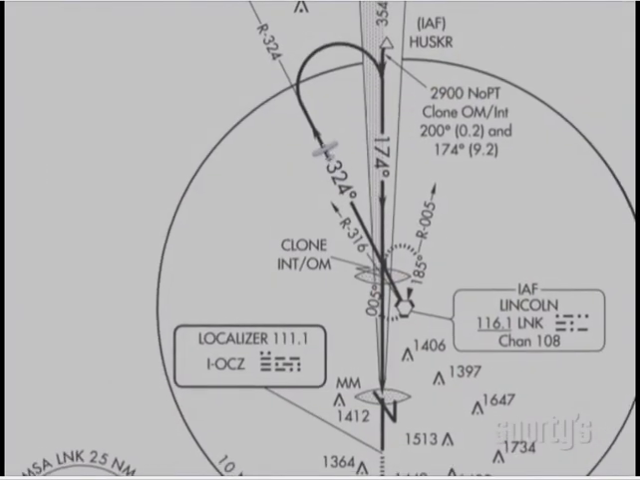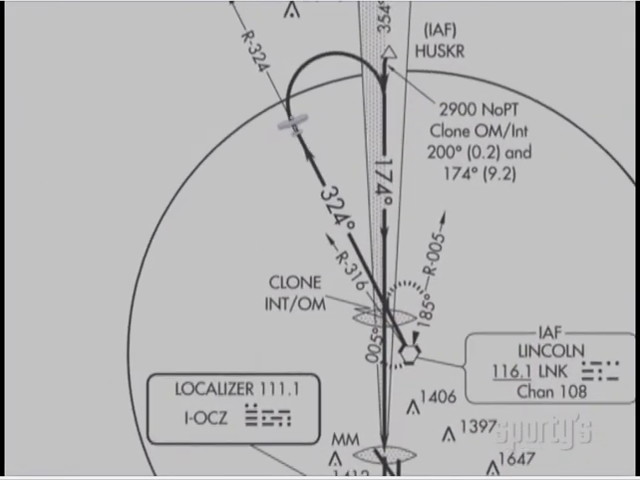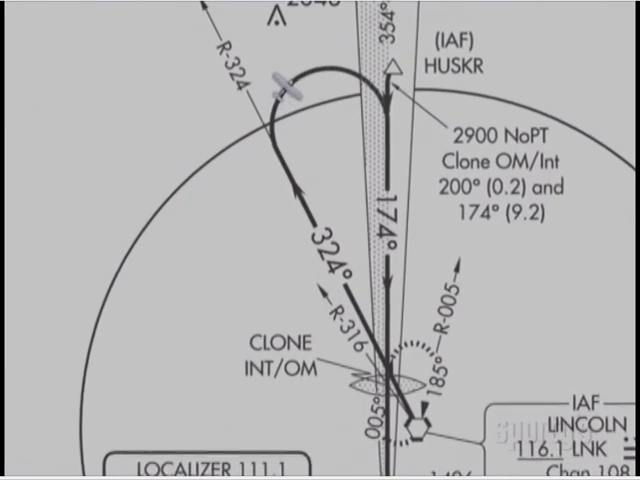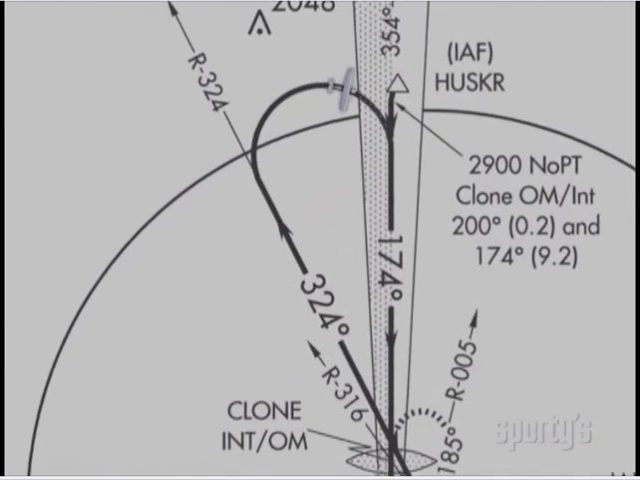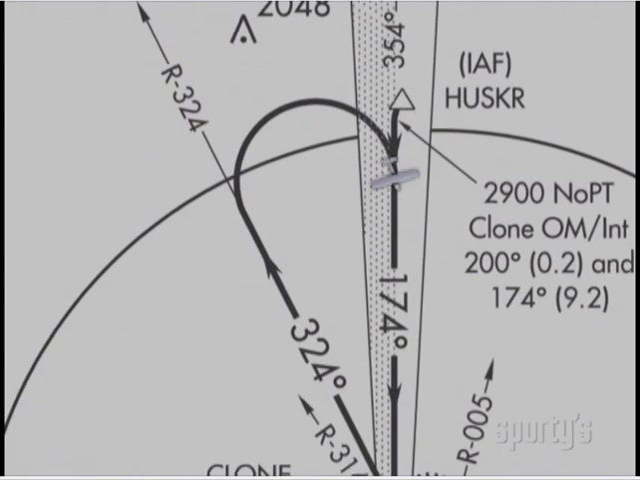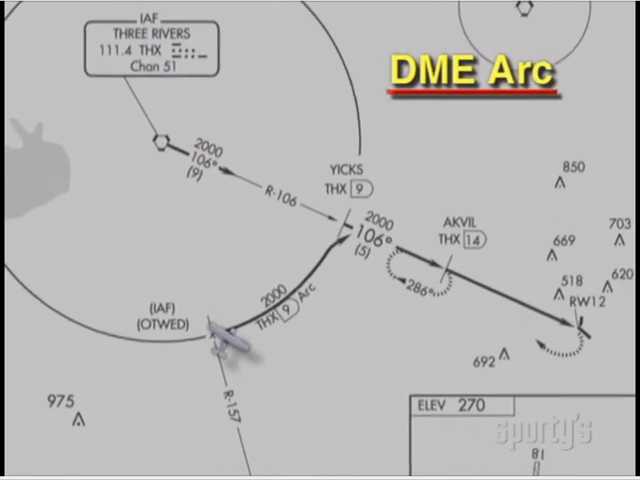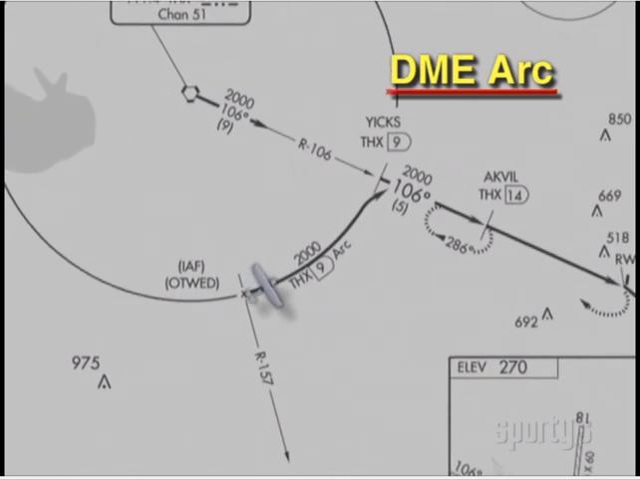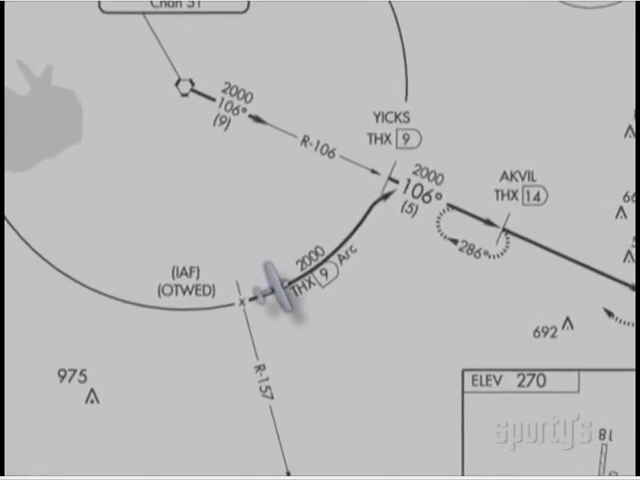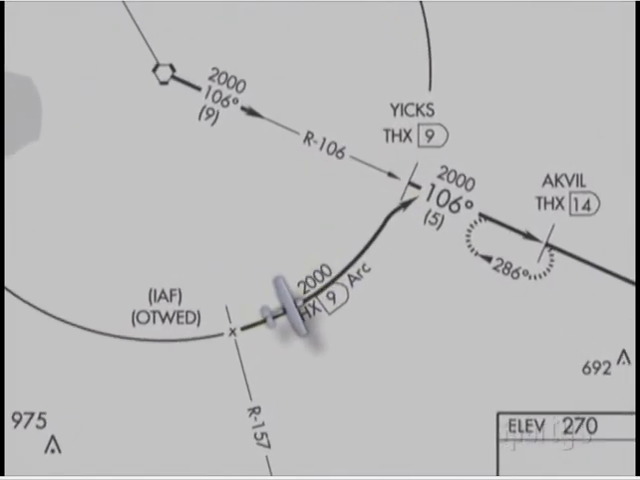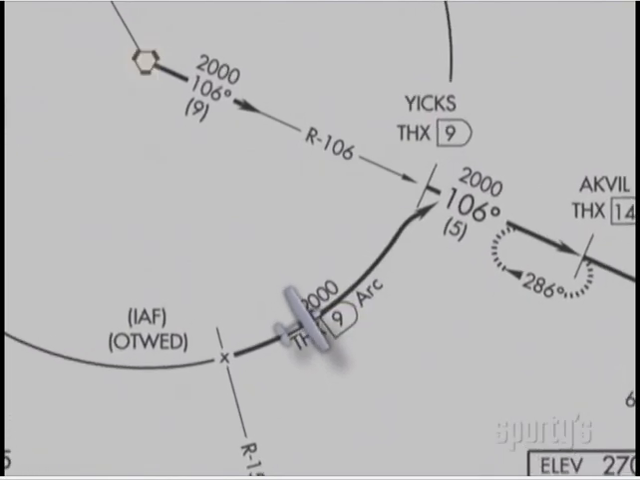If the chart shows a procedural track, such as a teardrop, where you fly outbound on one radial and then turn and fly inbound on another, that procedure must be flown as charted if you do a procedure turn. Another example of a procedural track would be a DME arc. At Beeville Municipal in Texas, the DME arc is at 2,000 feet, 9 miles from the Three Rivers VORTAC.